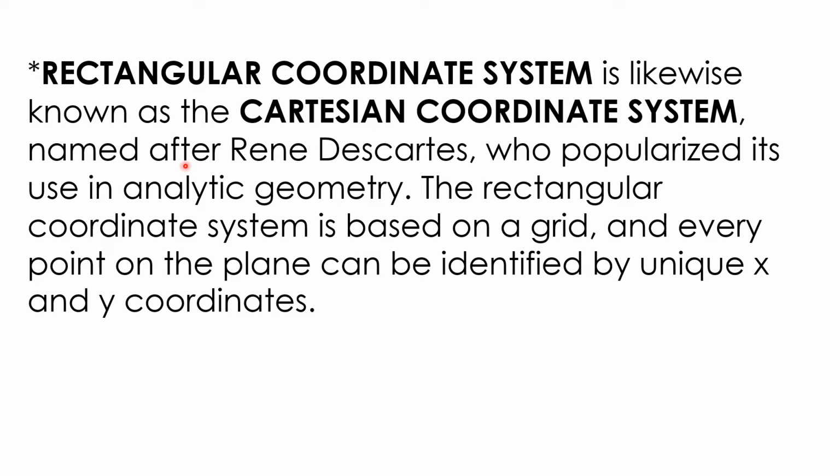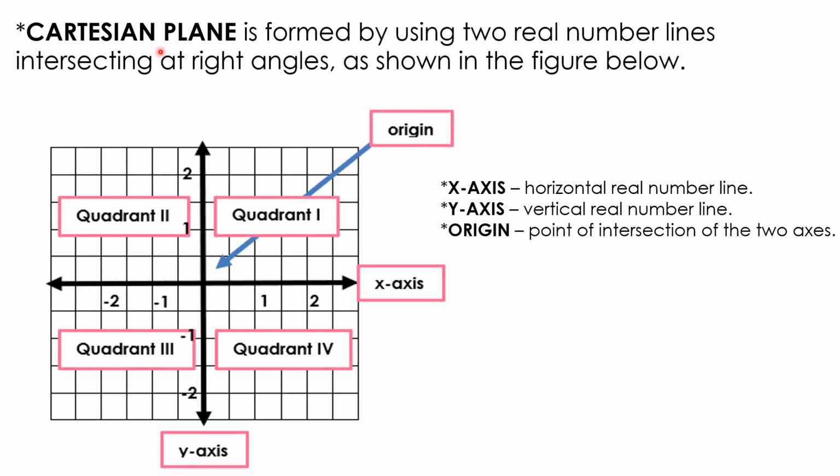Okay, now let's proceed to the rectangular coordinate system. It is likewise known as the Cartesian coordinate system, named after René Descartes, who popularized its use in analytic geometry. The rectangular coordinate system is based on a grid, and every point on the plane can be identified by unique x and y coordinates. The Cartesian plane is formed by using two real number lines intersecting at right angles as shown in the figure below.